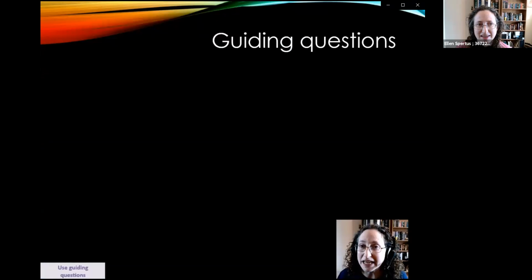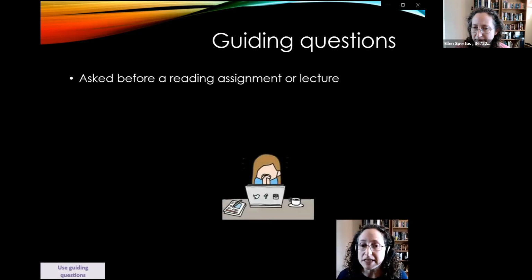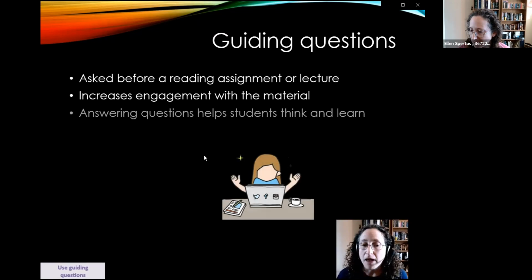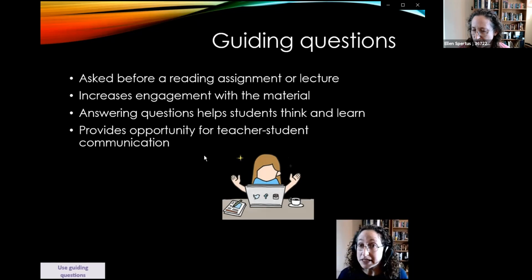One best practice for active learning is guided questions. These are asked before a reading assignment or lecture. The purpose is to get students to begin thinking about the content. This increases engagement with the material. Answering the questions helps the students think and learn, and it provides an opportunity for the teacher and student to communicate when the teacher responds to the student's answer.